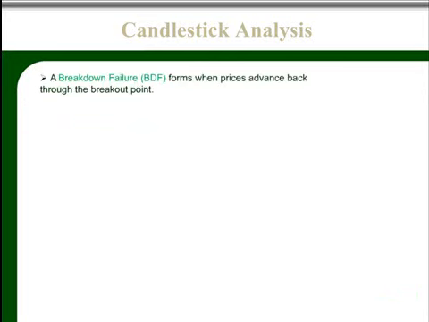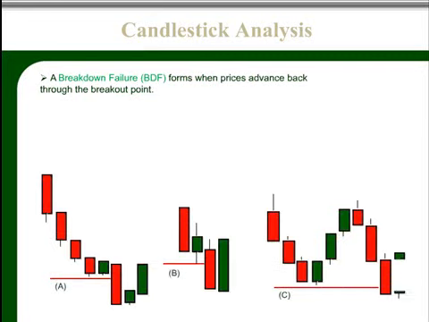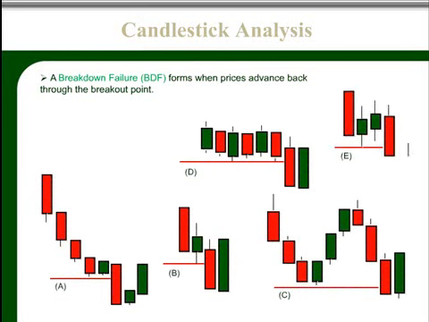A breakdown failure forms when prices advance back through the breakdown point. When prices decline below an area of support, it is because there was increased selling that overwhelmed buying. The short sellers have expectations that they will make a profit from lower prices.